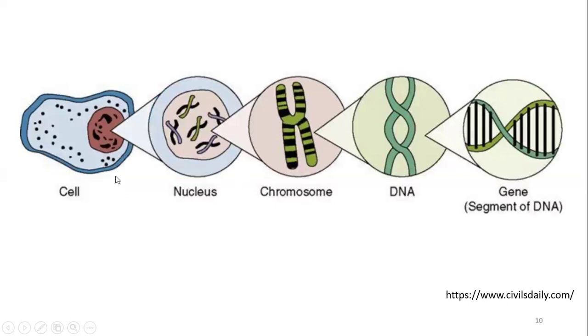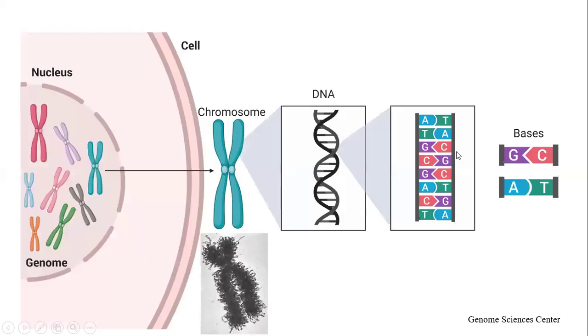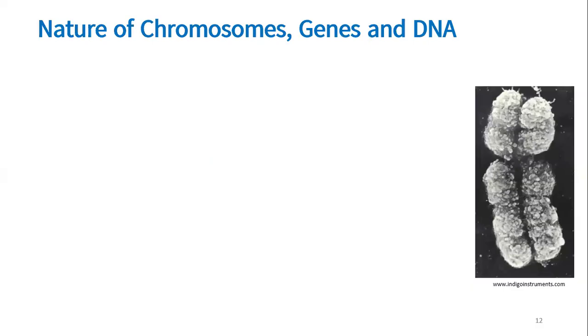This figure also explains about that. There's a cell. Inside the cell, there's a nucleus. Inside the nucleus, there are chromosomes. In the chromosome, there's DNA. Along the DNA, there are so many genes. Here, this figure also explains about that. So let me move to another slide.